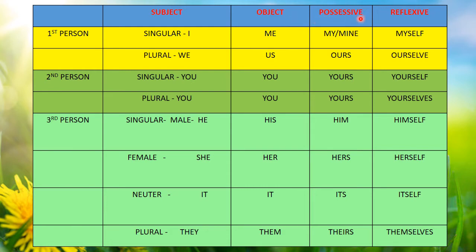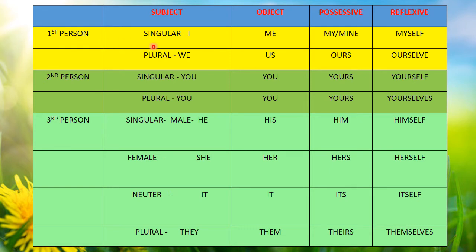And possessive tells us what someone or somebody owns, that something or someone belongs to somebody. So first we are going to see the subject and object pronoun and do the exercise on that. So first we are going to see the chart again.